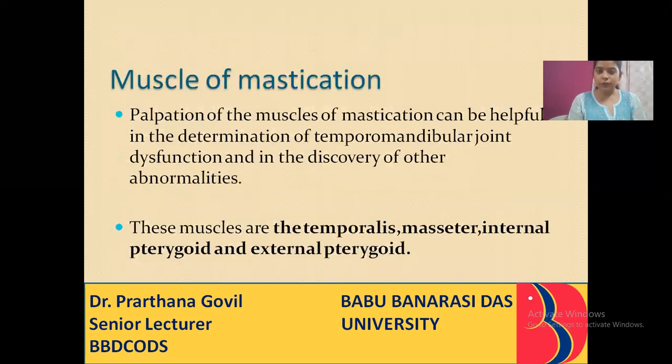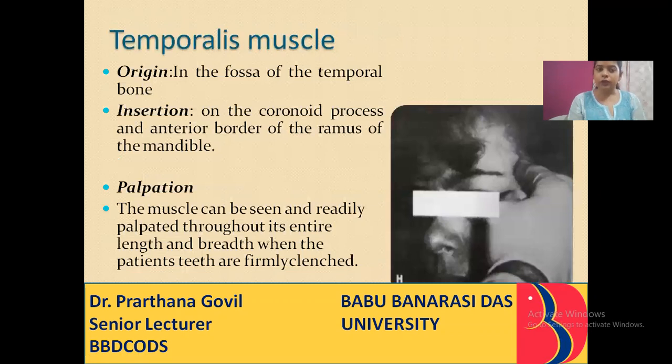Now, talking about the muscles of mastication, palpation of the muscles of mastication can be helpful in the determination of temporomandibular joint dysfunction and in the discovery of other abnormalities. There are 4 muscles: temporalis, masseter, internal pterygoid, and external pterygoid. Temporalis muscle originates in the fossa of the temporal bone and inserts on the coronoid process. The muscle can be seen and readily palpated throughout its entire length and breadth when the patient's teeth are firmly clenched.